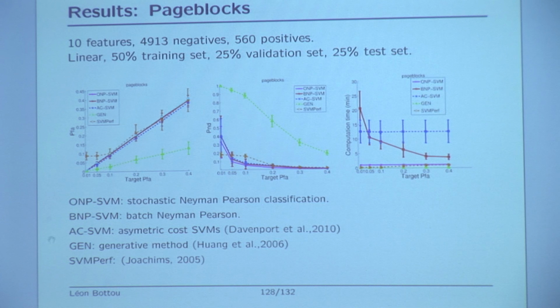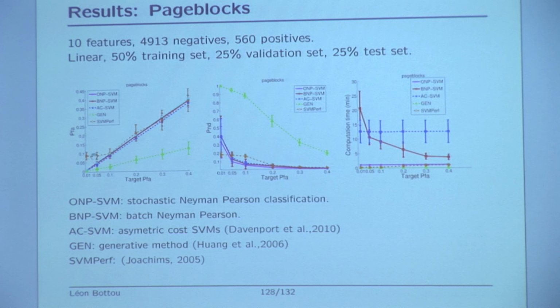So if you look at the target probability of false alarm versus the one you observe, you see that the Gen algorithm doesn't work. It gives you a probability of false alarm that's way below. It's way too conservative. And as a result, when you look at the probability of non-detection, it's way above. It's a bit sad. The SVM-perf works quite well.